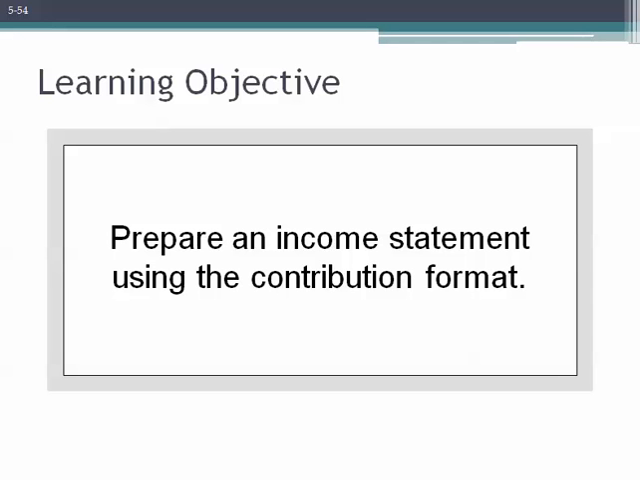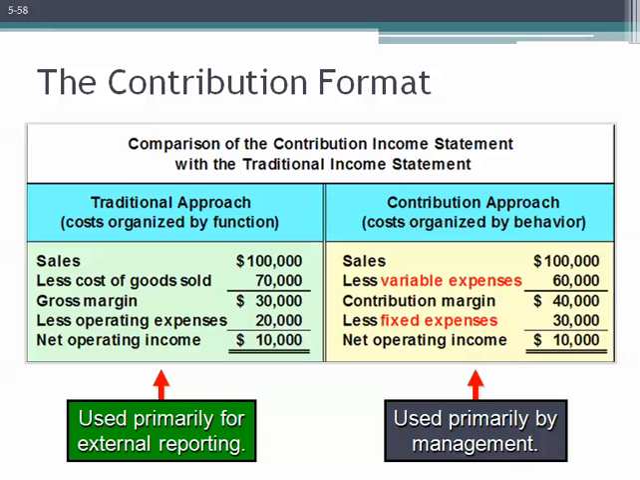Let's prepare an income statement using the contribution margin format. Under the traditional approach, costs are organized by function on our income statement. This is in accordance with GAAP, generally accepted accounting principles, and is used primarily for external reporting purposes. We'll take our sales, subtract our cost of goods sold to arrive at our gross profit margin. Then we subtract our operating expenses to arrive finally at our net operating income.